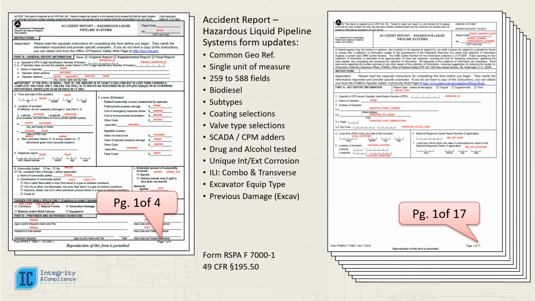So it's coming from some compiled PHMSA accident report history. Operators are required to submit these reports when they have a spill of over 5 gallons, with some exceptions for maintenance activity and additions for environmental or economic impact events.